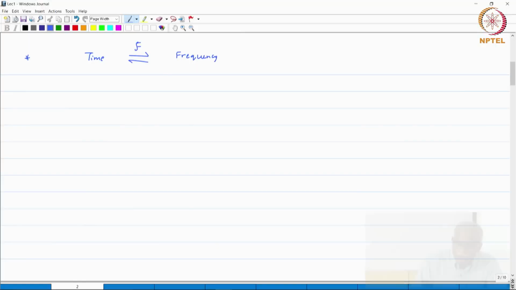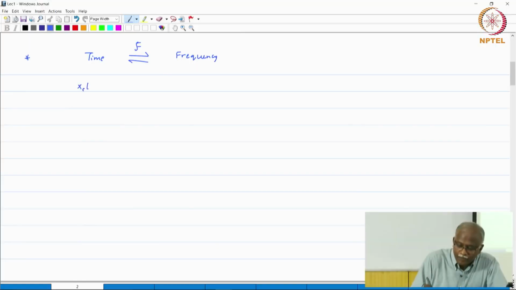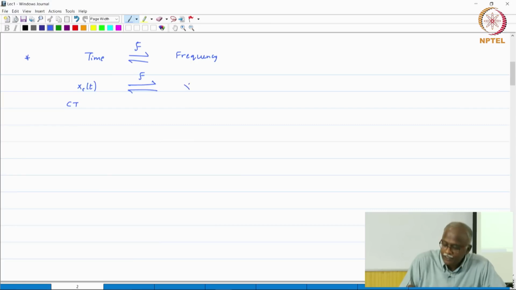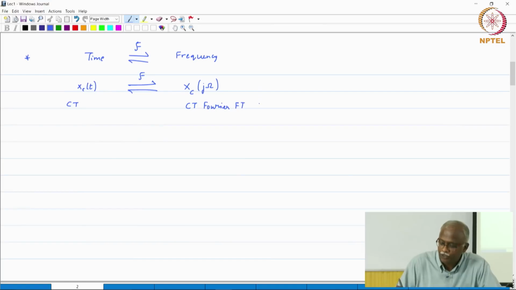For example, in the context of a continuous time signal, x_c(t), if I took the Fourier transform of this signal, I would get X_c(jΩ). The subscript c stands for continuous, because if you drop the subscript, we will assume that we are in the discrete time domain. So this is the continuous time Fourier transform, something that you would have studied in the course on communications, referred to as the CTFT.